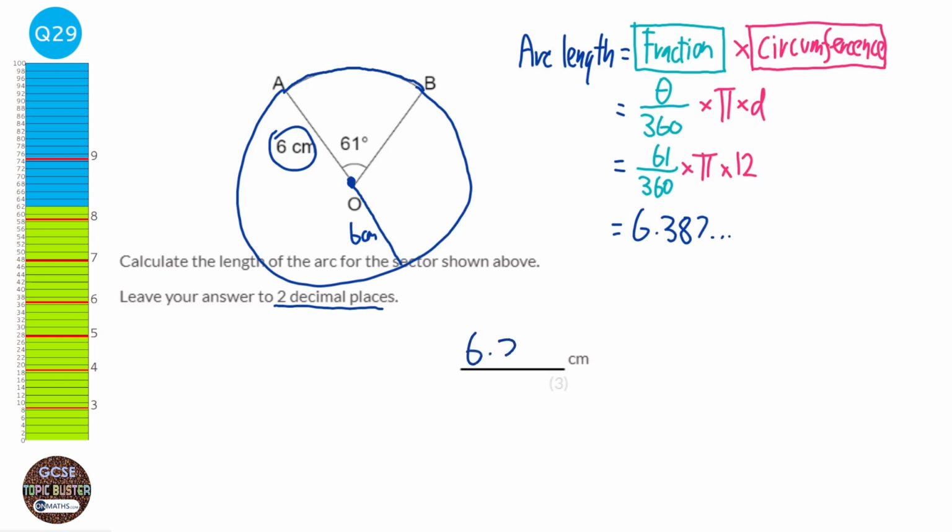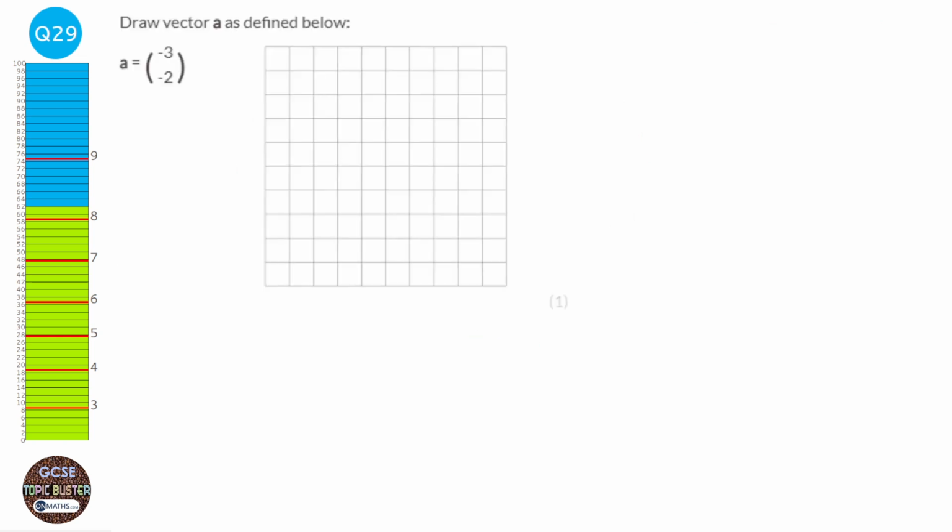So vectors are shown with how far right at the top and how far up at the bottom. So we've got -3 right, which is actually going to be 3 left, and -2 up, which is actually going to be 2 down.